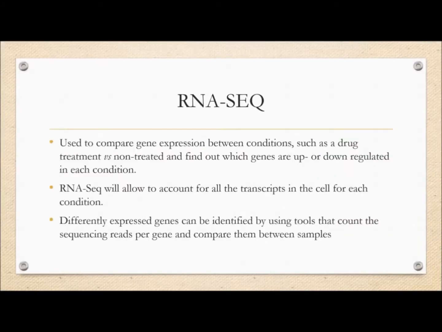A little more on RNA-seq. It is used to compare gene expression between conditions such as drug treatment versus non-treated, and find out which genes are up or down regulated in each condition, because you're really looking at the proteins, right, at the mRNA. RNA sequencing, or RNA-seq, will allow you to account for all the transcripts in the cell for each condition. Differentially expressed genes can be identified by using tools that count the sequencing reads per gene and compare them between samples. A little more information.